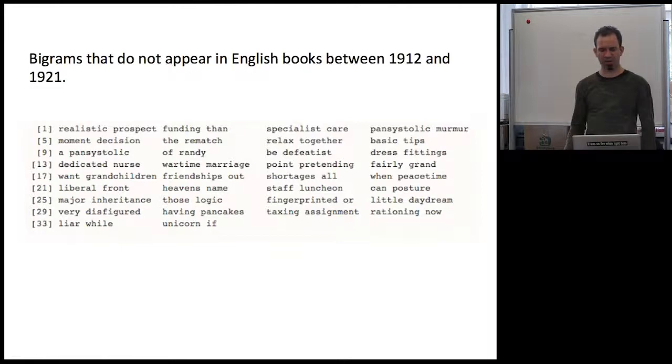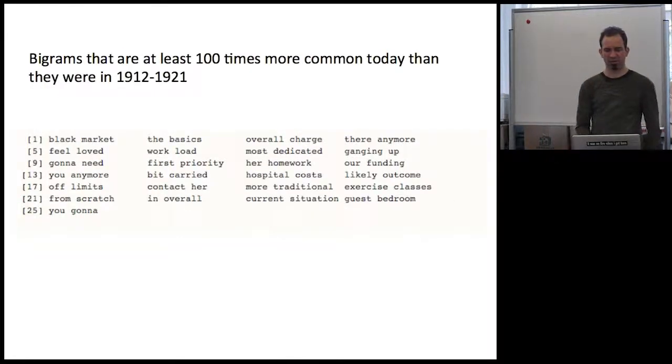This is maybe more interesting. Things that appeared in books but are much more common today than they were. So black market, it was in the books, but not very much. From scratch, you gonna. I love this stuff. Workload, guest bedroom, exercise classes. Not a lot of people writing about exercise classes in 1912. But they would have written it some other way, right? It doesn't mean there were no exercise classes. It means they probably wrote bracing constitutional instead of long walk. I mean, who knows, right?